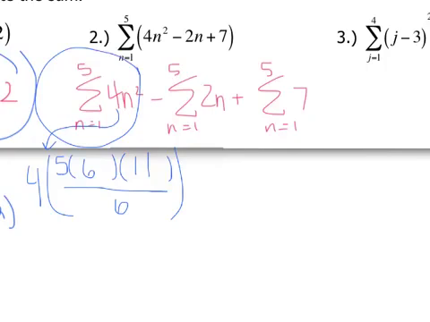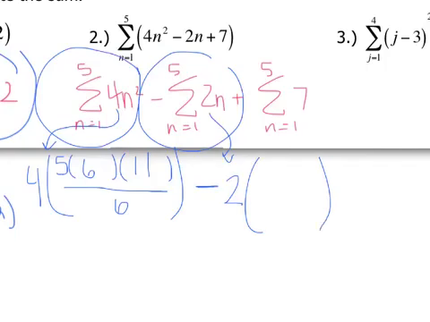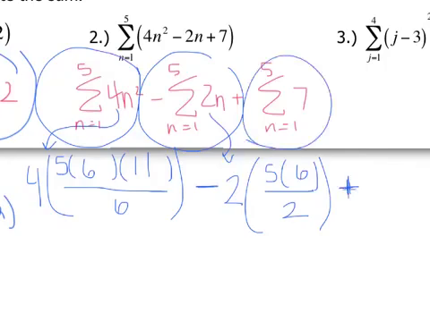Okay, let's look at the second summation. We have minus. Let's go ahead and bring down that coefficient too before we totally forget. Is this constant, linear, or quadratic? Linear, so we'll have n times n plus 1, which is 6, divided by 2. And then finally plus, is the last one constant? Yes. So this is just when we multiply 5 times 7.